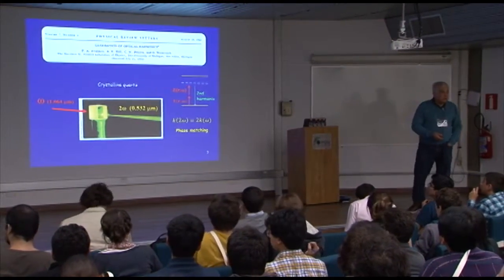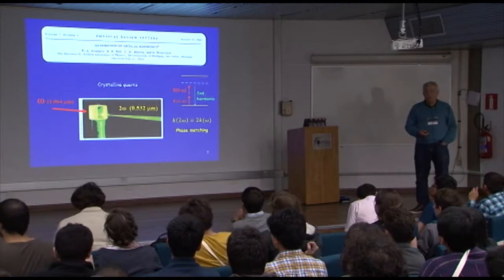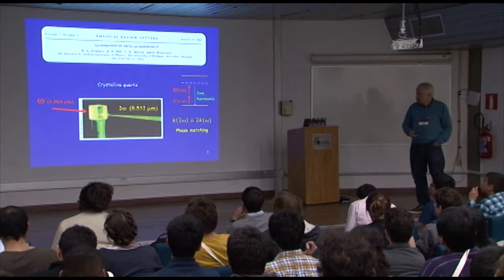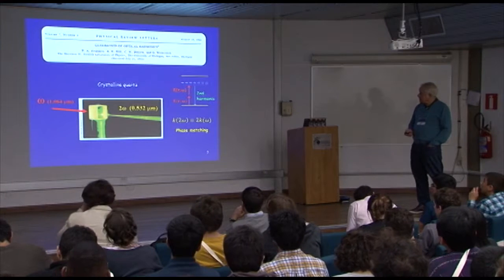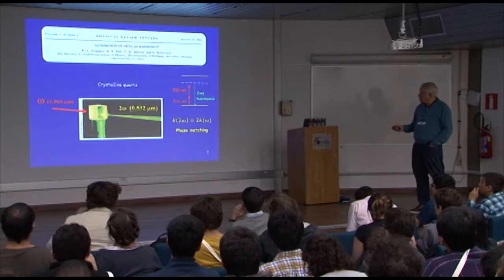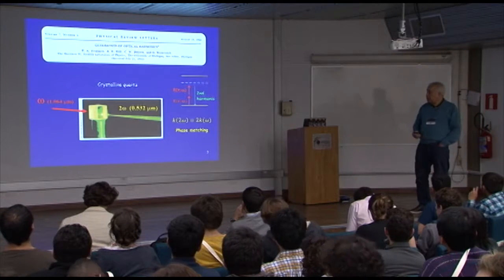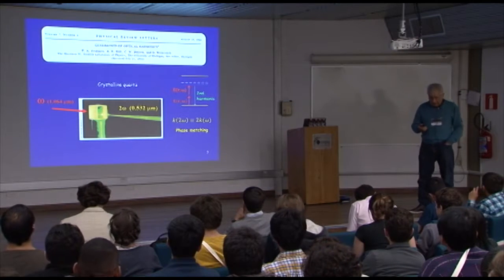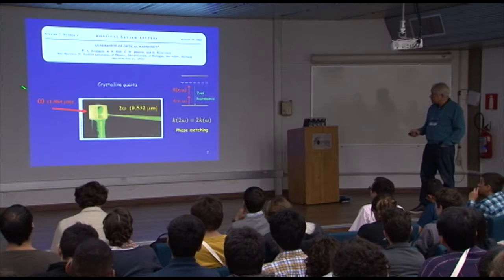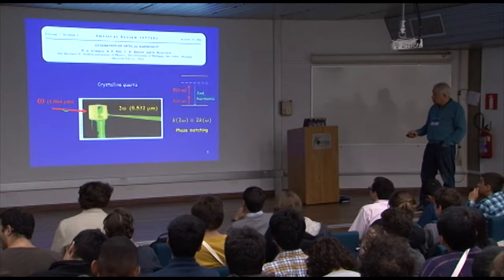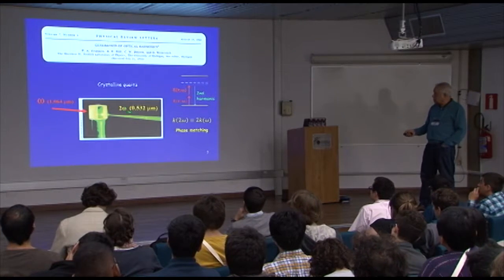So let me start with the first nonlinear optics paper, published in 1961 by this group at Michigan University. And that's the effect that was discussed yesterday by Paulo: second harmonic generation. You come with a beam with a frequency omega, and then you get 2 omega.